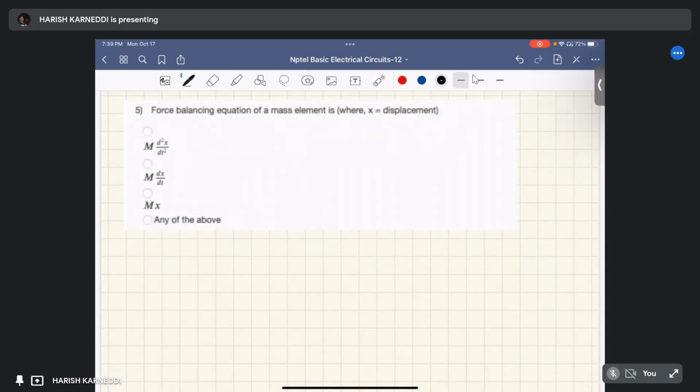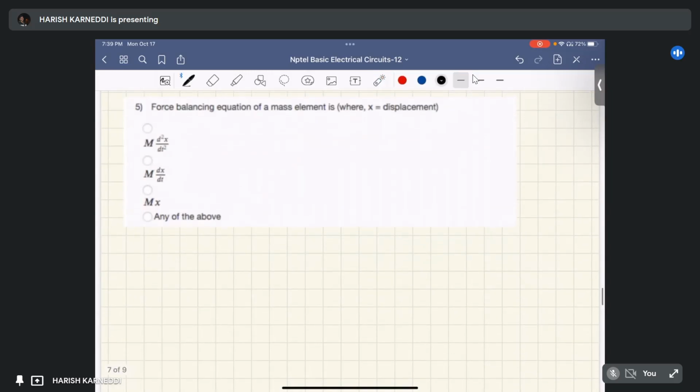Okay, all right. What's the fifth one in the problem? It's the last problem, hopefully. The force balancing equation of a mass element: there's an element having mass m, having the displacement of x(t), and having the velocity of u(t). How can we write this force equation?